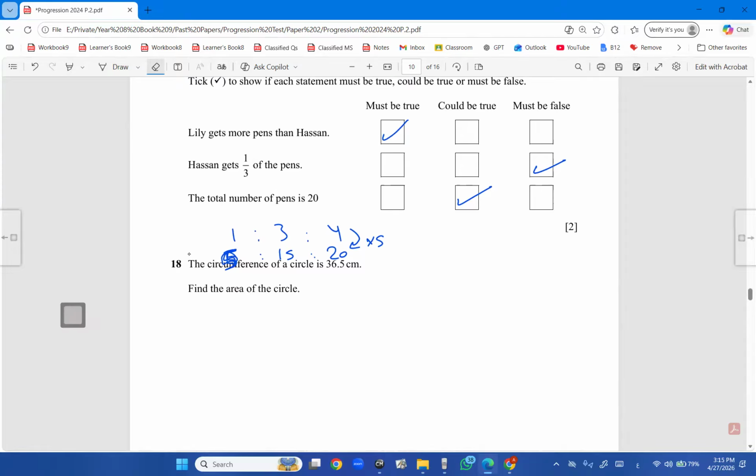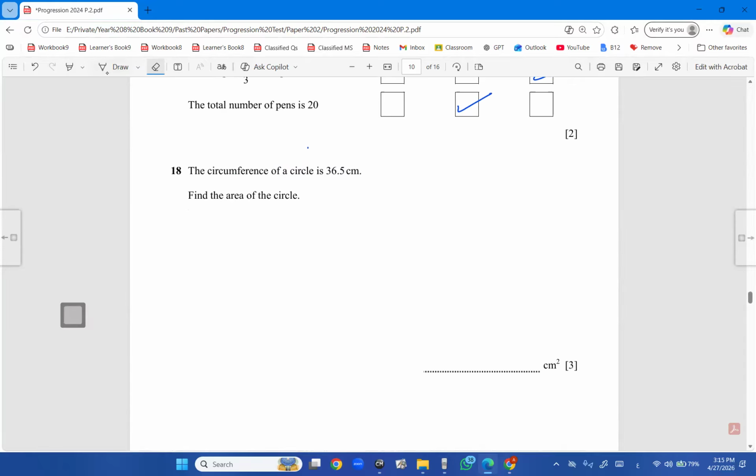Over here, just a second, let me erase this. The circumference of a circle is 36.5. So first I need to find what the rule for circumference is. The circumference is 2 pi r, or pi d, whatever you want. But we want to find the area. I know that the area is what? Area is pi r squared.